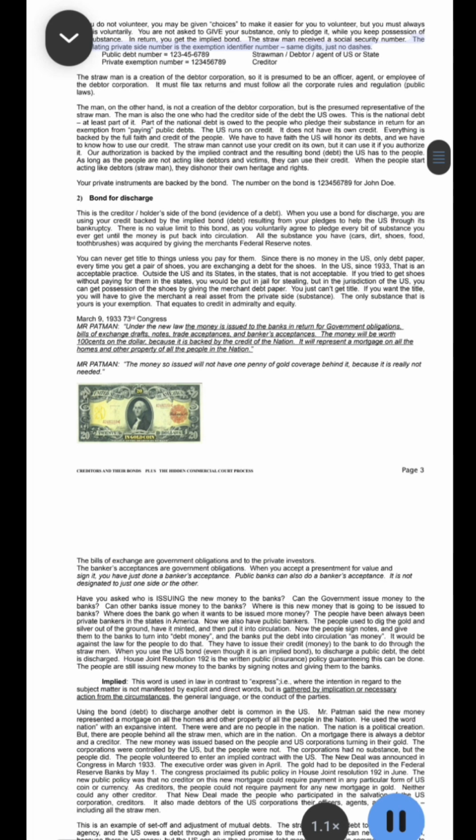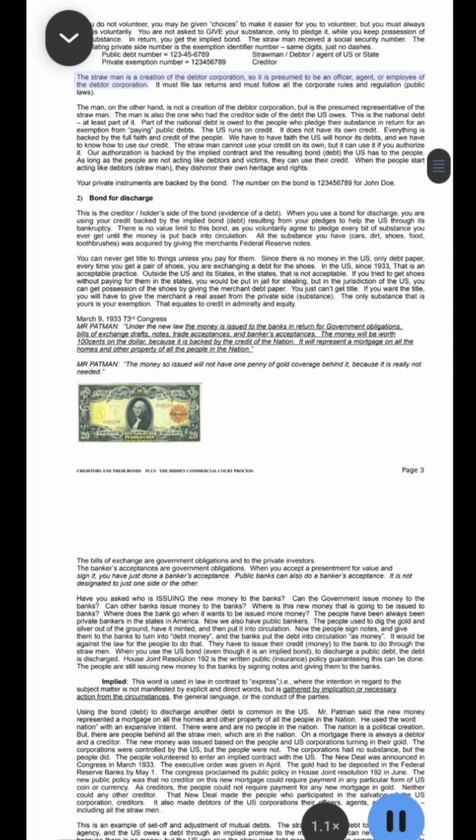The correlating private side number is the exemption identifier number, same digits, just no dashes. Public debt number equals 123-45-6789. Straw man debtor, agent of U.S. or state. Private exemption number equals 123456789. Creditor.